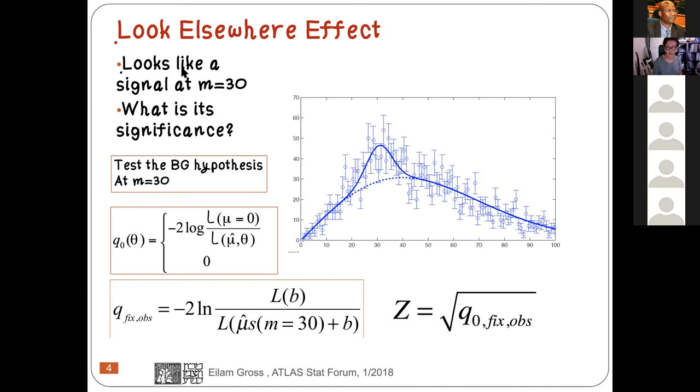This is probably a fraction, because the likelihood in the denominator is always bigger than the likelihood in the numerator, because we maximize the likelihood in the denominator. So this is a fraction. The log of a fraction is a negative number, so minus 2 log of this is a positive number, which is the significance squared. The square root of this is the significance.